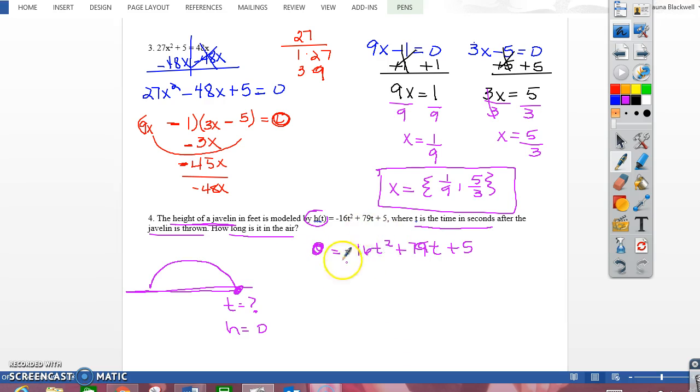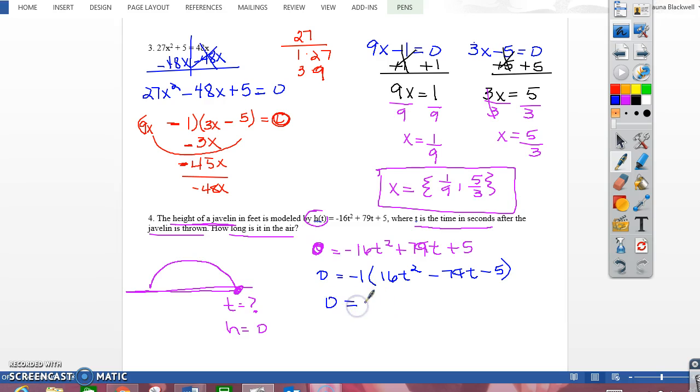Okay? Now remember I said I wanted the squared term, my quadratic term, to be positive. So the first thing I'm going to do to fix that, because when I look at this, 16, 79, and 5, there is no GCF there, and I have a t squared and a t, but I don't have a t here. So to fix that problem, I'm going to have 0 equals, and I'm going to factor out a negative 1. So when I do that, it just changes the sign of everything. So that's 16t squared minus 79t minus 5. And then I can factor that.